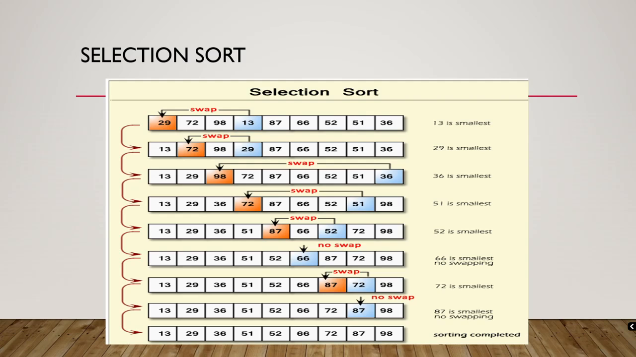So how does this work? Look at the example I have given. This is the example for selection sort. I have given a range of values in a list, like 29, 72. You have to know the index also.